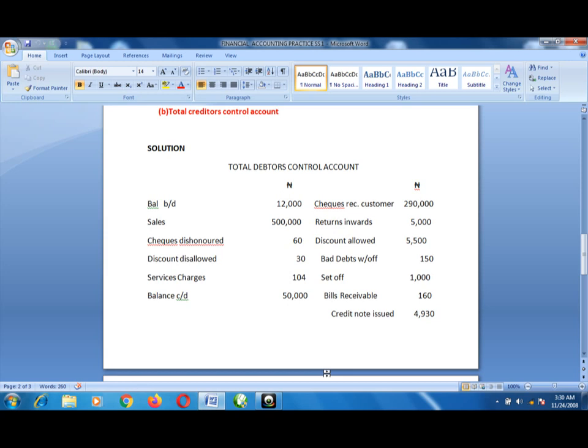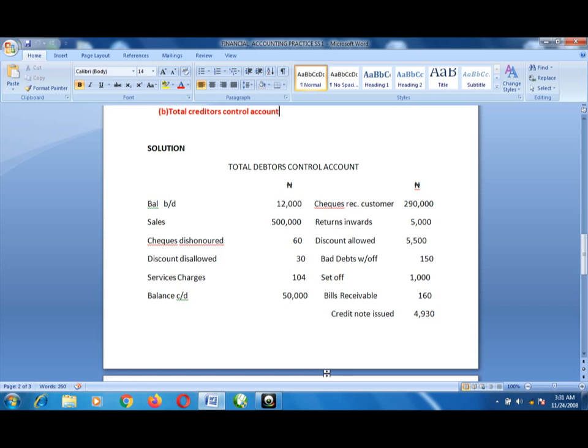And what are the items that follow on the credit side? Return inward must be on the credit side, discount allowed must be on the credit side, and bad debt written off must be on the credit side. And the set off, that is the purchase ledger balance set off against the sales ledger balance, that's what you call set off. The set off must be on the credit side of this sales ledger control account, followed by the bill receivable and the credit note issued. A debit note issued must be on the debit side of the debtors ledger control account.